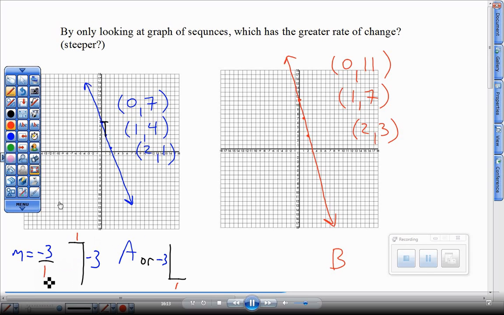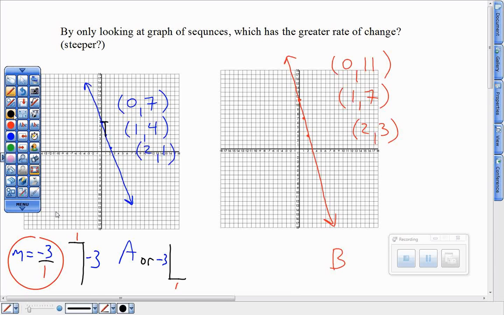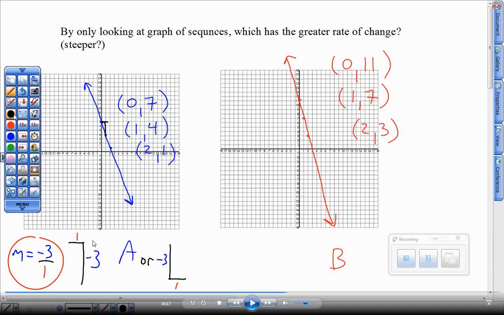So this, a -3 is my rise, my change in y. My 1 is my change in x. These are tricky, these negative ones, but again, this is my change in y. It's going down 3. That goes on top. Change in y, y up high. My change in x is 1. These negative ones are tricky. This has a rate of change of -3. Over 1 down 3 is -3.